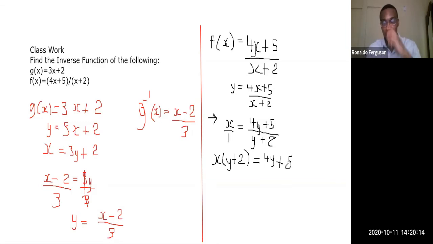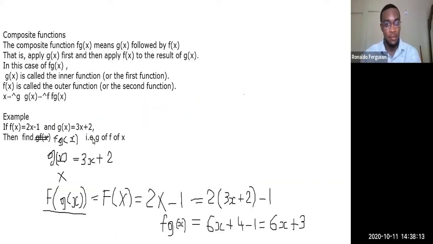So that's what we get. And so now all we need to do is multiply x times y plus 2 right here. And so what we get is xy plus 2x. Alright, so that's how we would find fg of x.